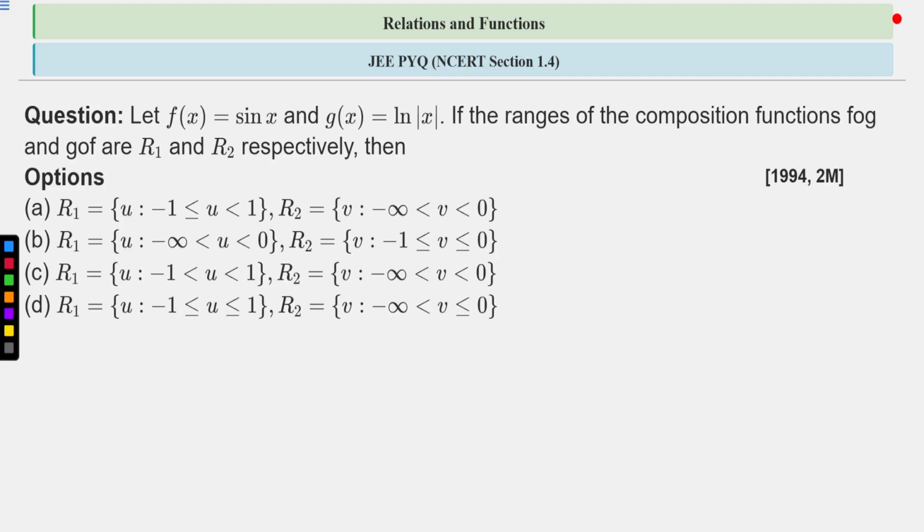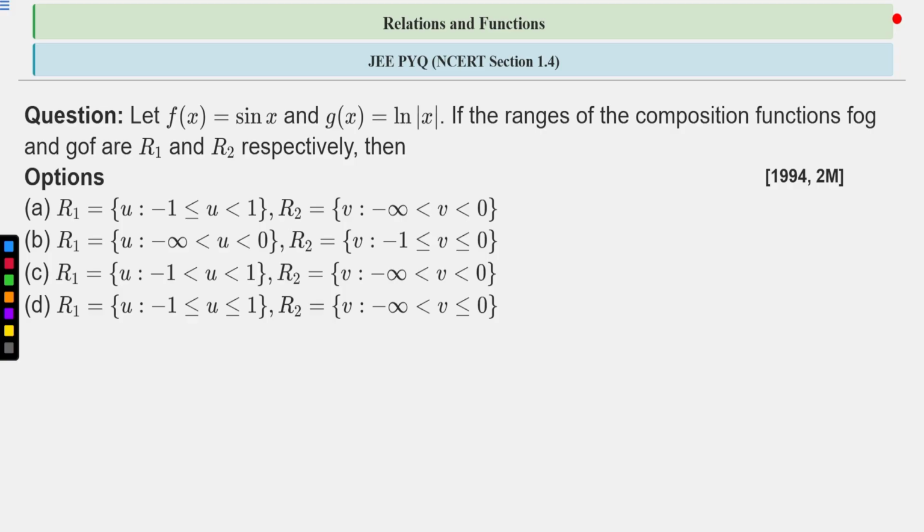So this question says let f(x) is equal to sin x and g(x) is equal to ln mod x. If the ranges of the composition functions fog and gof are R1 and R2 respectively, then which option will be the correct one? Option A: R1 is equal to u such that u is from minus 1 to 1, R2 is equal to v such that v is from minus infinity to 0. Option B: R1 is equal to u such that u is from minus infinity to 0, R2 is equal to v such that v is from minus 1 to 0.